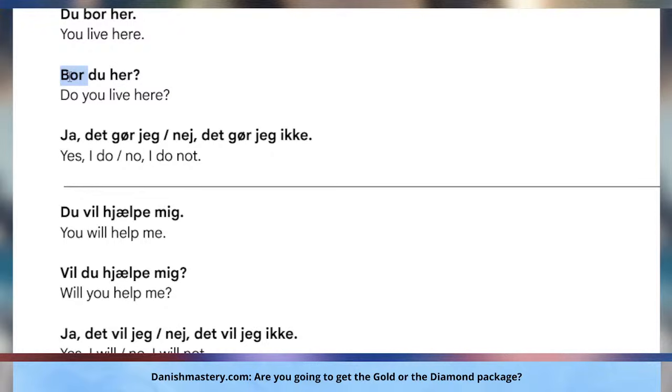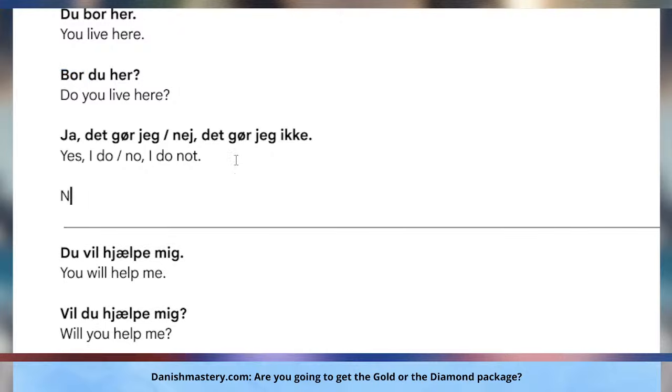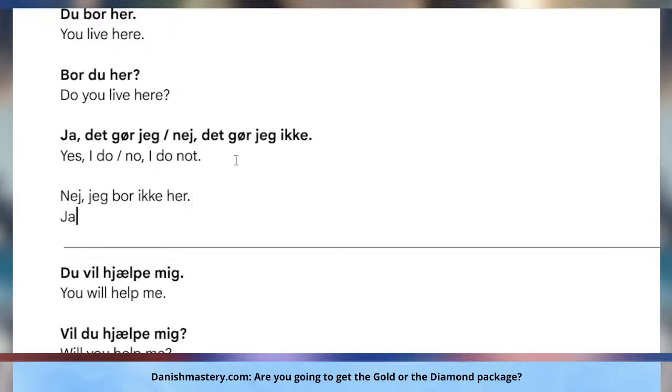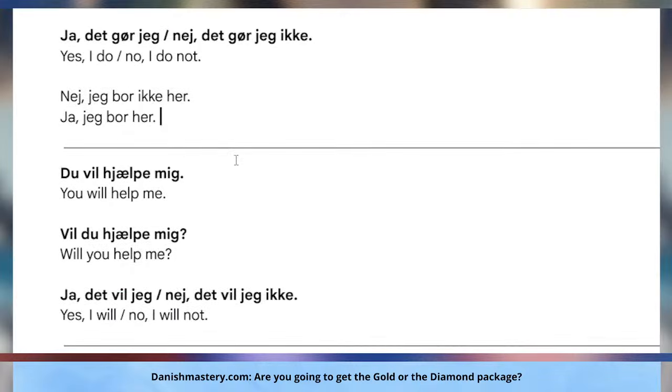Of course, you could also make it long and say, nej, jeg bor ikke her. Or, ja, jeg bor her. This is something you might see in a textbook because the teachers, they want to tell you that you need to make it very long and detailed and full. But in the real world, in Denmark, people don't talk like this. Bor du her? Ja, det gør jeg. Nej, det gør jeg ikke.